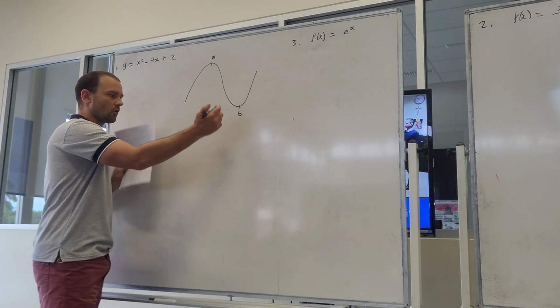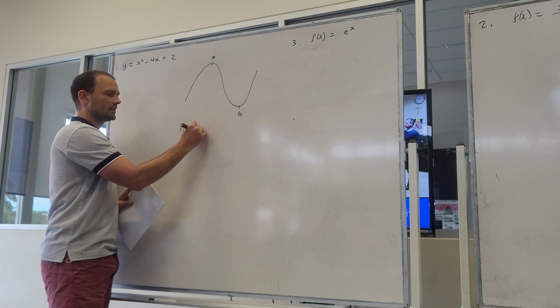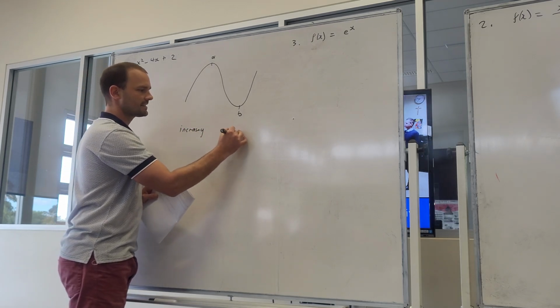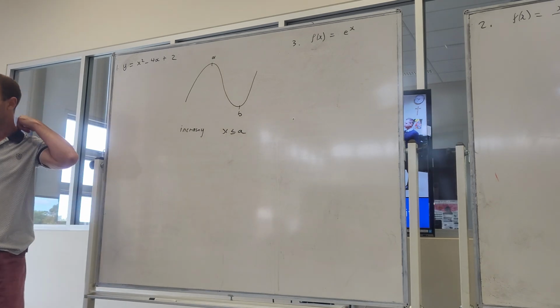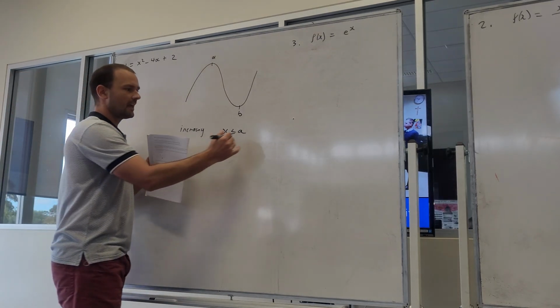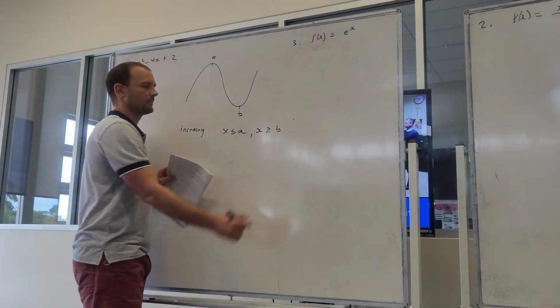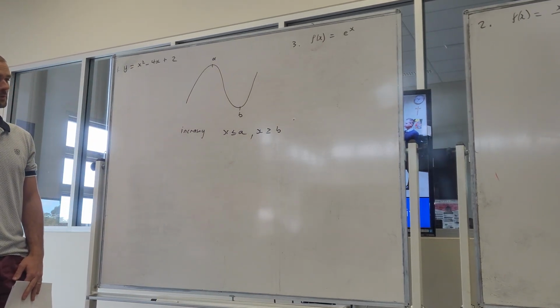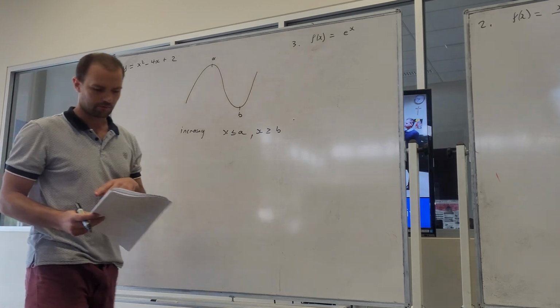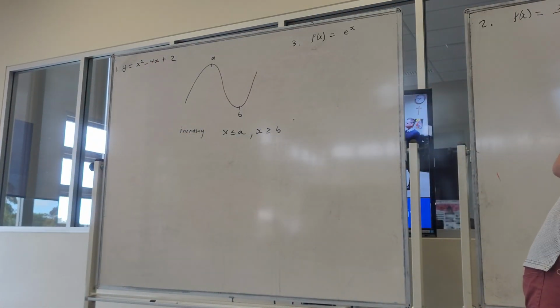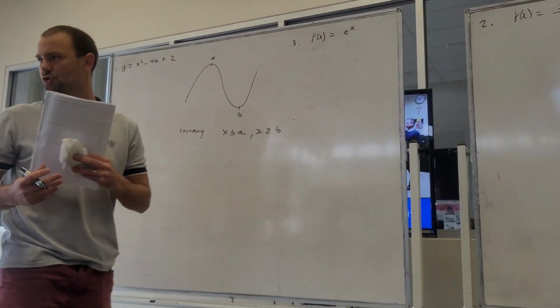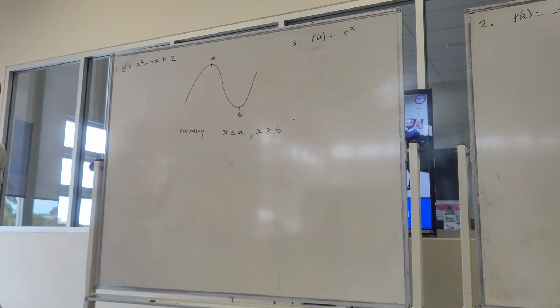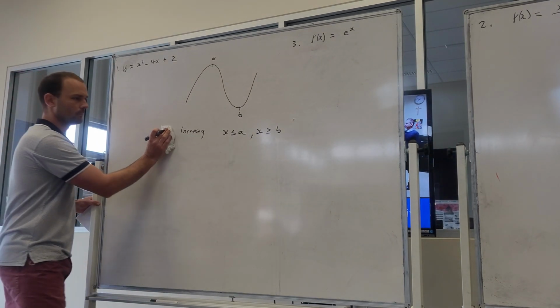So if we were to describe this one, we would say it's increasing for x less than or equal to A, we include the point, and for x larger than or equal to B. That's where it's increasing, and then it's decreasing between those two intervals. So that's just a bit of a recap. We can use the graph, you can look at the graph and see those points, but let's use calculus techniques to see why that's true.